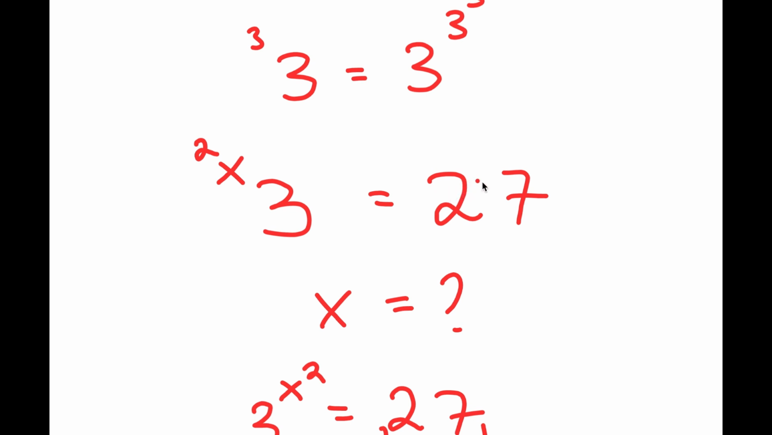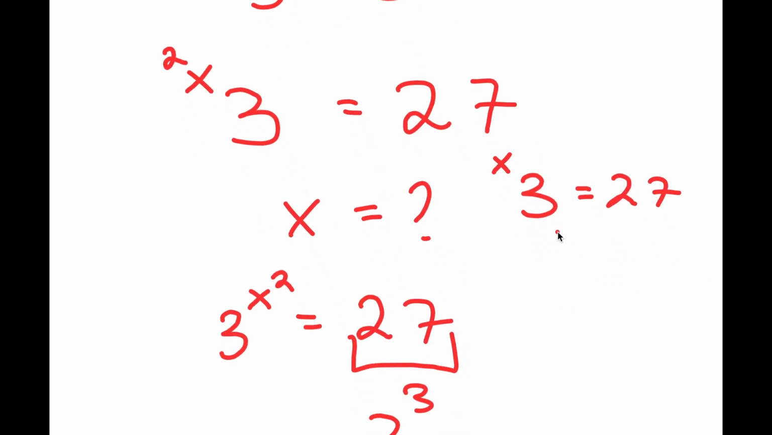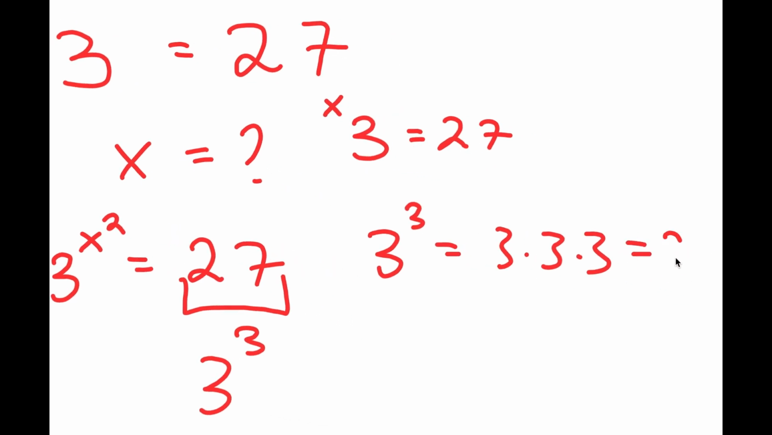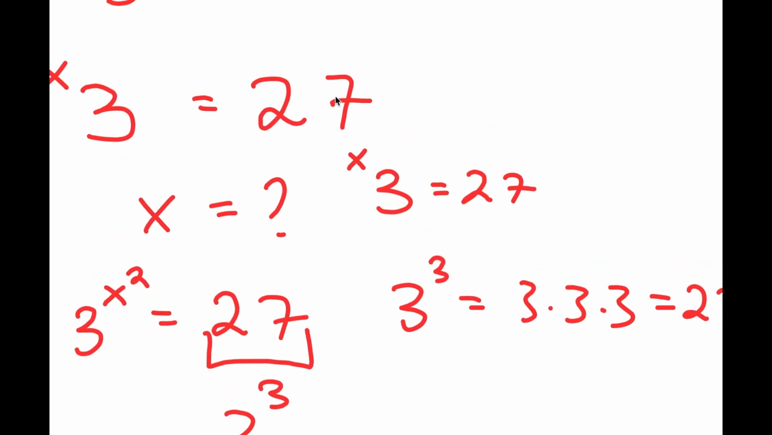Now, 3 tetration what is equal to 27? Well, this is basically asking 3 to the power of itself how many times is equal to 27. Well, 3 tetration 2 is equal to 3 to the power of 3, which is equal to 3 times 3 times 3, which is equal to 27, meaning 27 is the same thing as 3 tetration 2.